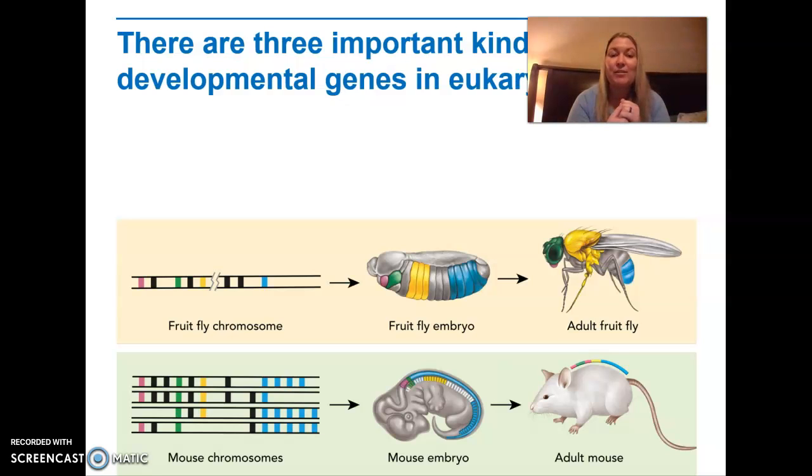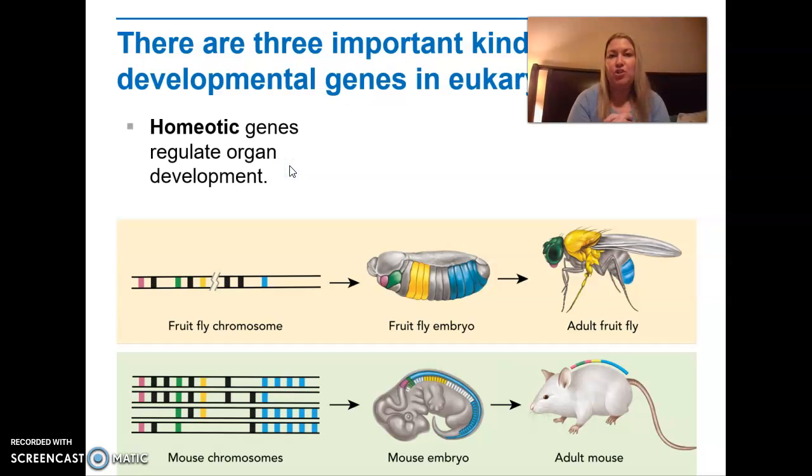So instead, we can study other organisms like fruit flies. We can do what's called knocking out their genes, where we turn off some of these developmental genes to see what will happen. One type of gene that's really, really interesting to scientists are called homeotic genes, and these regulate when and where organs will develop.